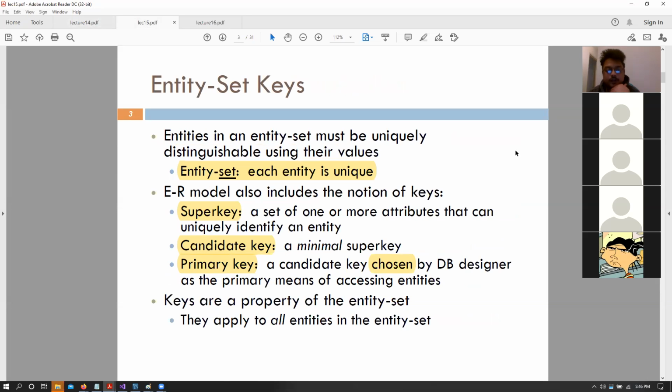Okay. So before we do that, let's just have a quick review of keys in general. So an entity set means that each entity is unique. We already know that. It's a set. So each entity or each tuple has to have unique values.